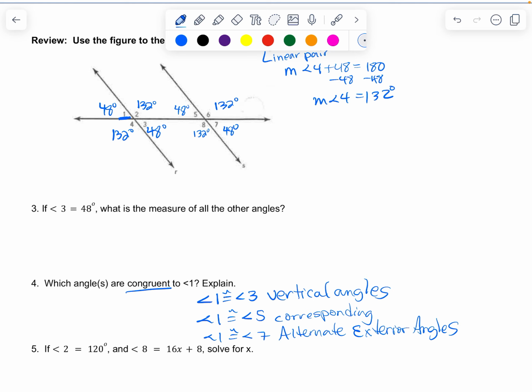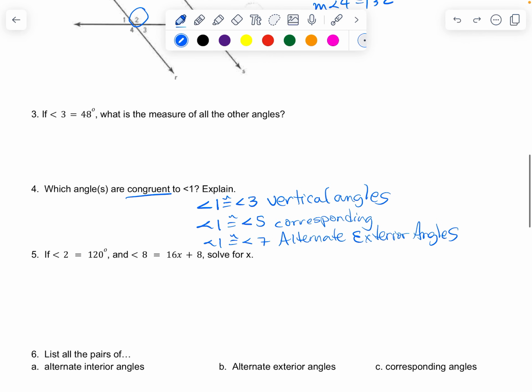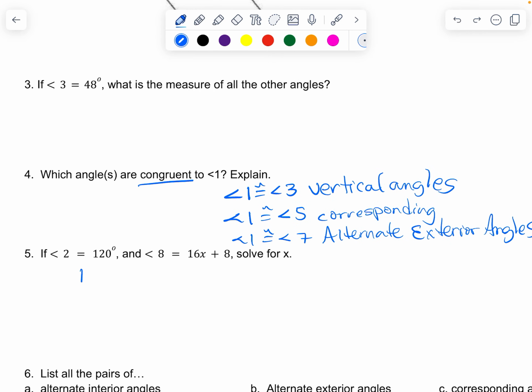So now angle 2 and angle 8. We're doing something different. If I look at 2 and I look at 8, those are alternate interior angles. So that means they're equal to each other. So I'm going to set these two equal to each other. 120 equals 16x plus 8. Subtract 8 from both sides and get 102 equals 16x. Divide by 16.